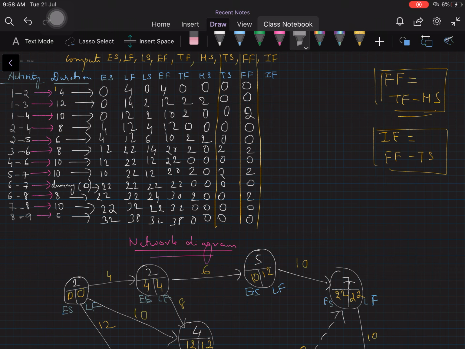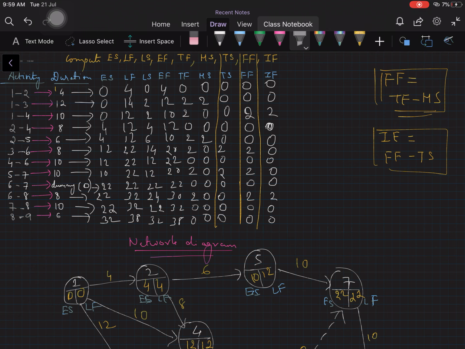I hope you all are getting it. So free float, see here, free float minus tail event slack, FF minus TS, gives you independent float. Let's begin. 0 minus 0, 0. 0 minus 0, 0. 2 minus 0, 2, because free float minus TS it is. Second column minus first column it is. So we get 0, 0, 0, 2 minus 2, 0, 0 minus 0, then again 2, then 0 and 0. So these are the values that we get.